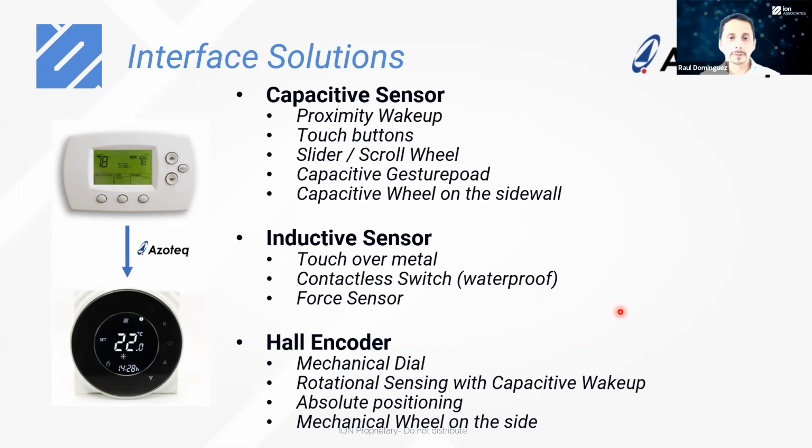Also, you can have a Hall encoder to implement a mechanical dial that you switch and turn around. You can do rotational sensing with capacitive wake-up, so it's not mechanical: you can slide your finger like a rotational dial, or you can have a mechanical wheel on the inside. Next, please.